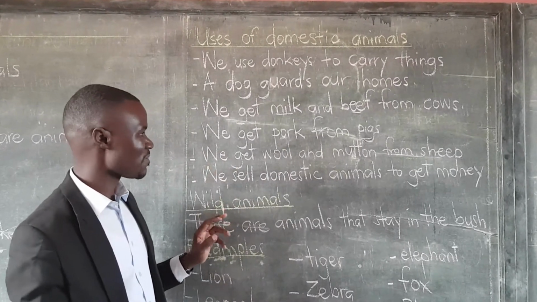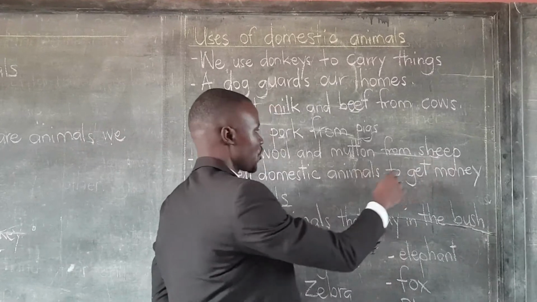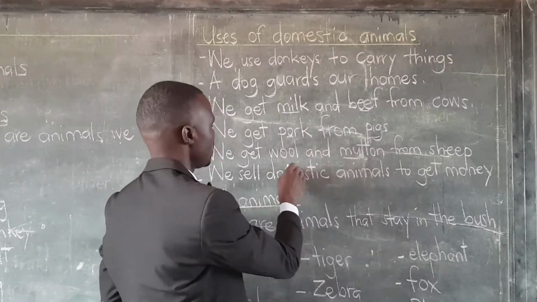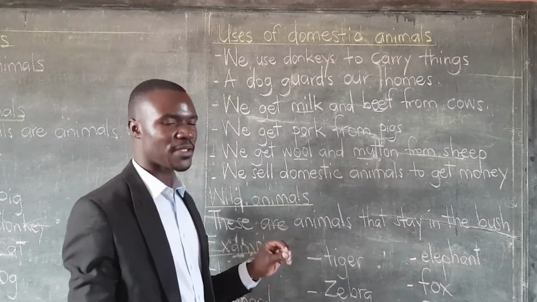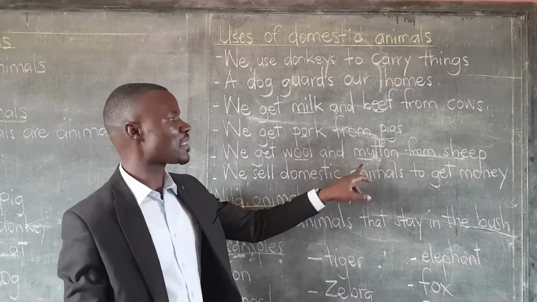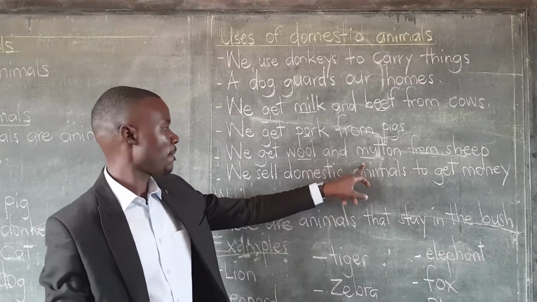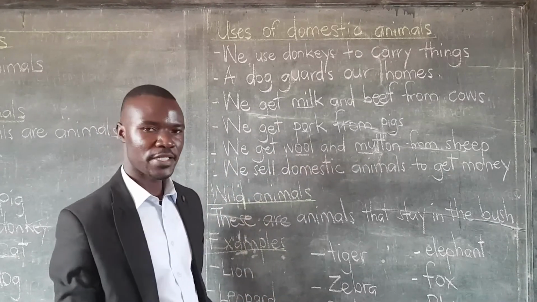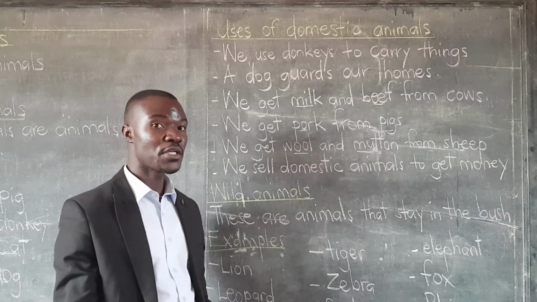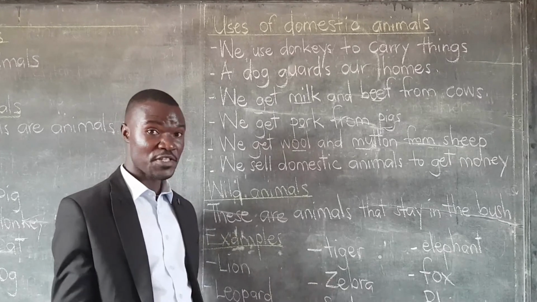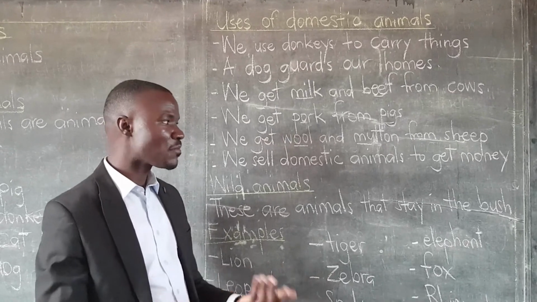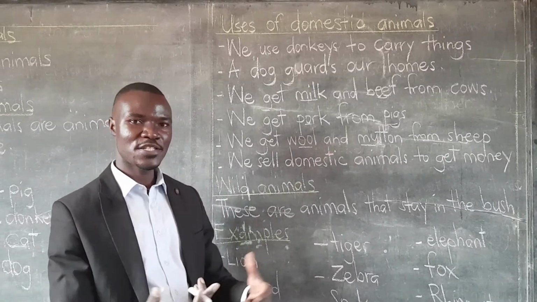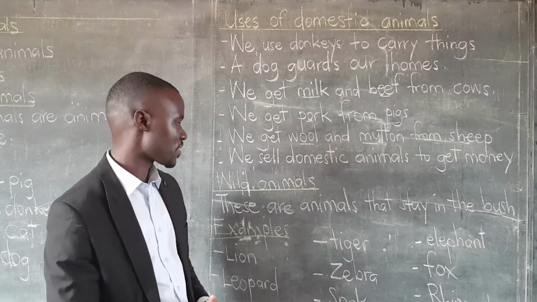What animal gives us mutton? It is a sheep. The sheep gives us mutton and wool. Wool is used for making blankets. Mutton is the meat got from the sheep. Are we together? We sell domestic animals to get money. You can sell your goat. Like for me, they used to sell goats and cows to pay school fees for me. So the animals can be sold to get money, and it's a source of income. So that's how important they are.